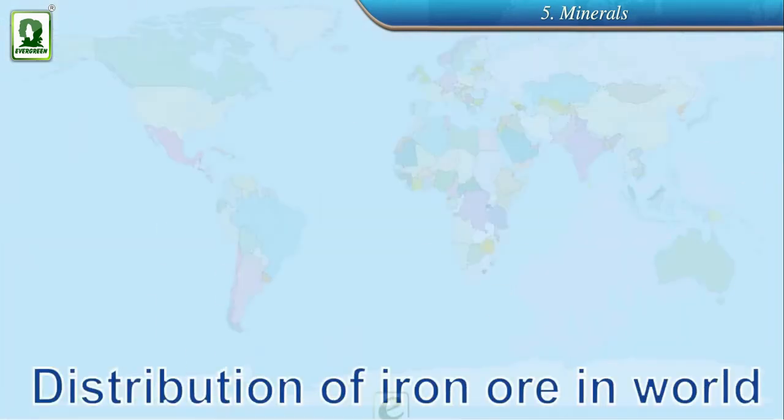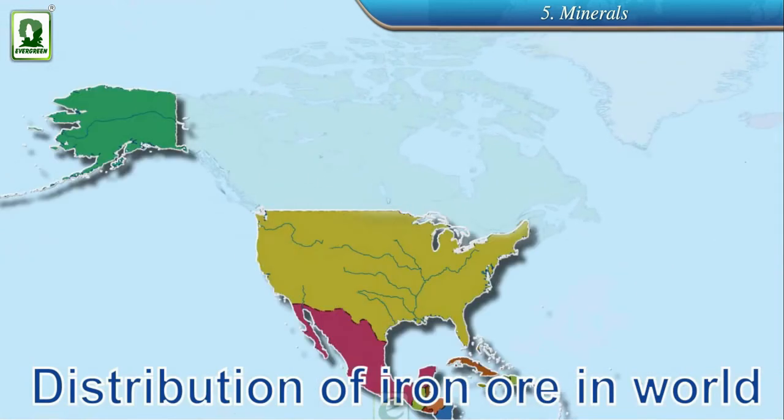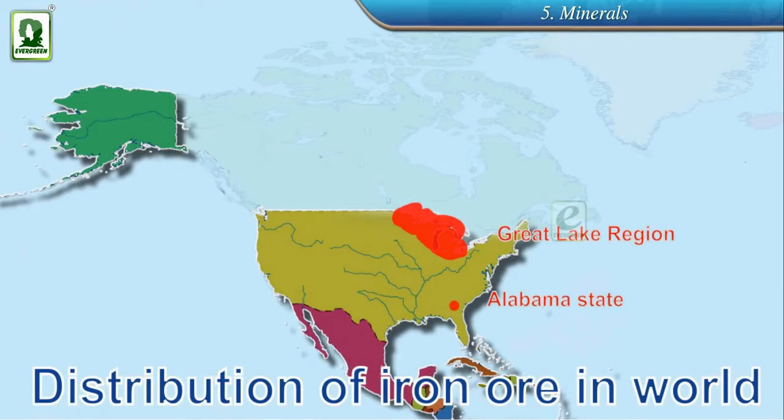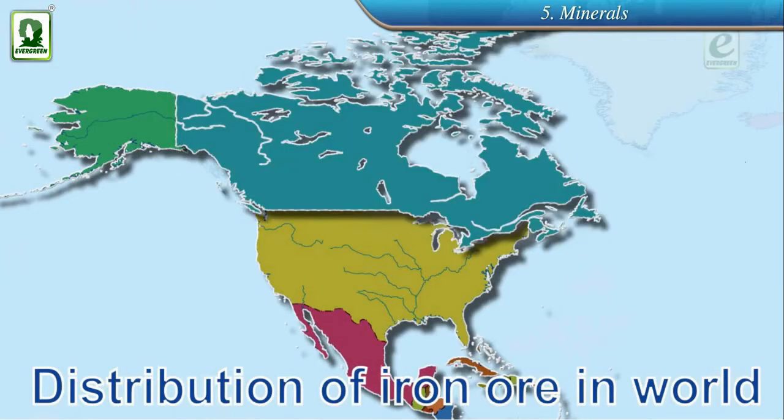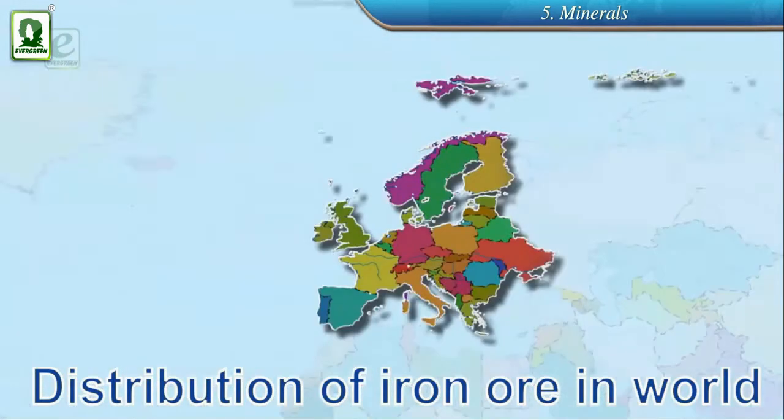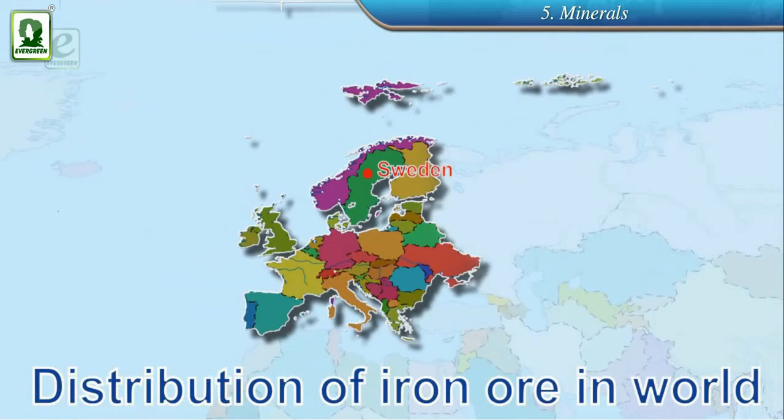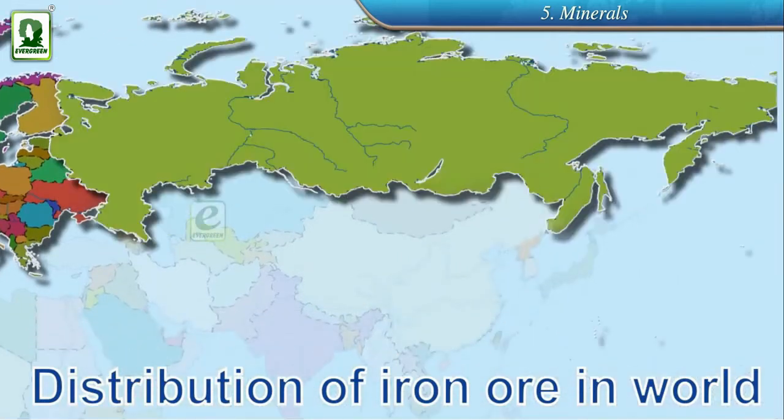Distribution of iron ore in the world. USA: Great Lake region, Alabama state. Canada: Ontario, Quebec, Newfoundland. In Europe: Sweden, France, Russia, Ural region.